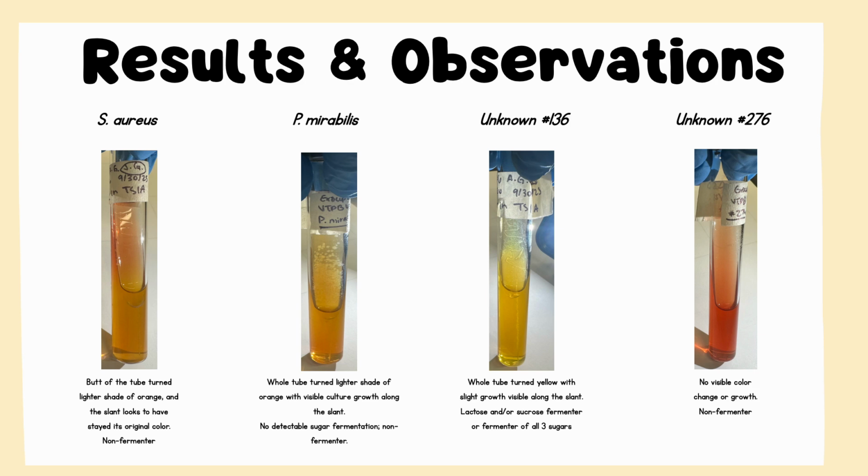For our unknown number 136, the whole tube turned yellow with slight growth visible along the slant. This indicated that lactose and/or sucrose was fermented, or there was fermentation of all 3 sugars. Lastly, for our unknown number 276, there was no visible color change or growth, indicating a non-fermenter.